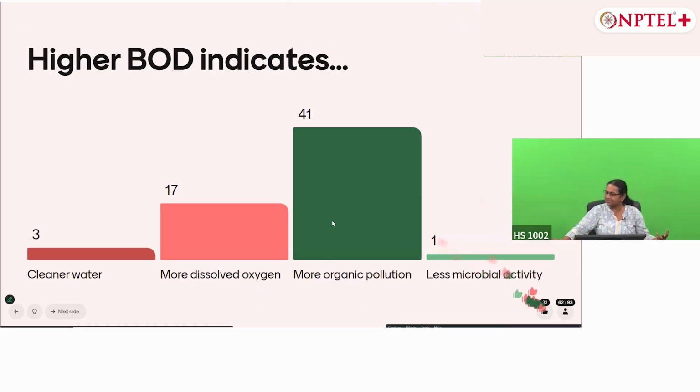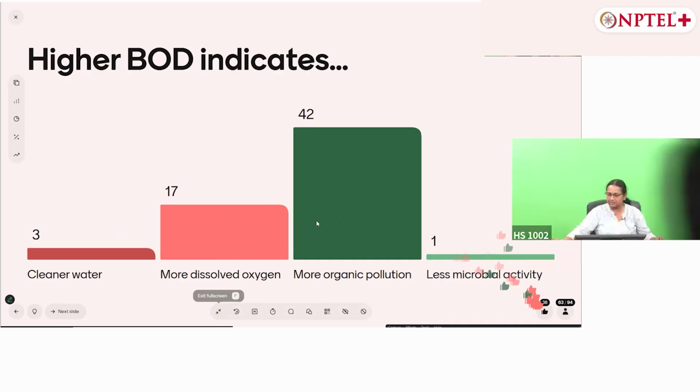So the answer is obvious: more organic pollution. That's why higher BOD indicates more organic pollution, more biodegradable organic pollution. Because if less microbial activity is there, you will not be getting BOD. And more dissolved oxygen being there doesn't mean higher BOD, and cleaner water will be having lower BOD. So this is the only answer. Okay, so next one.